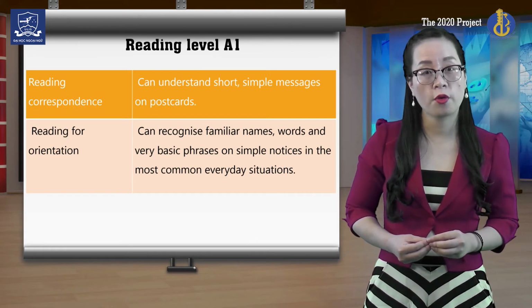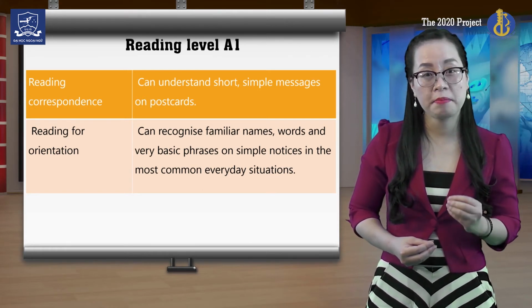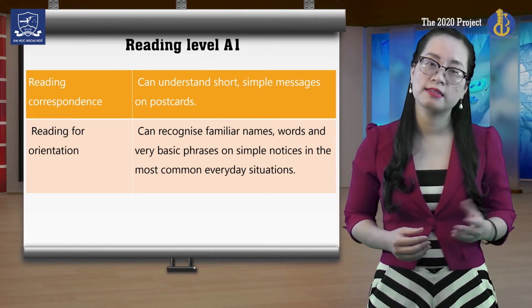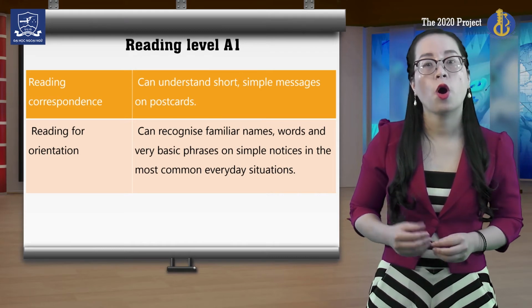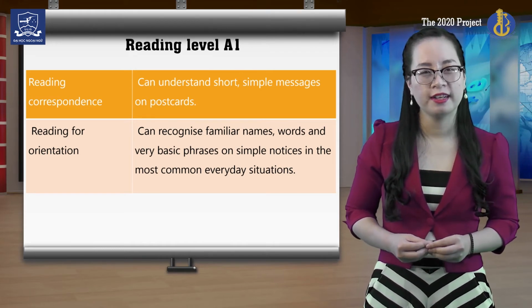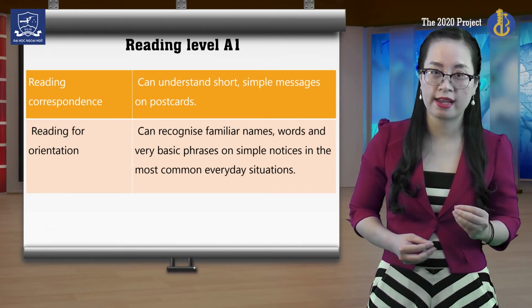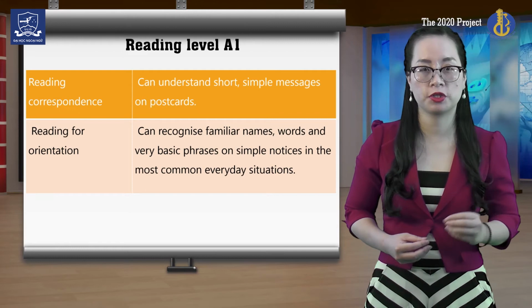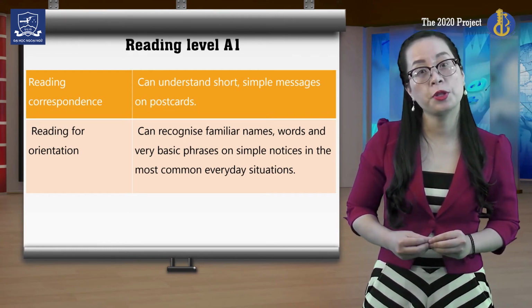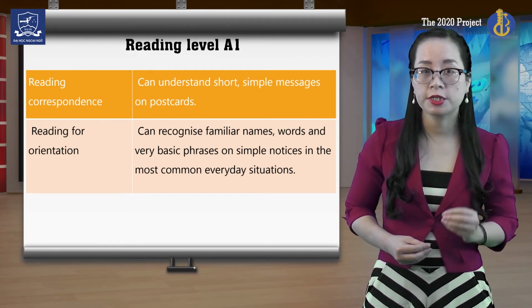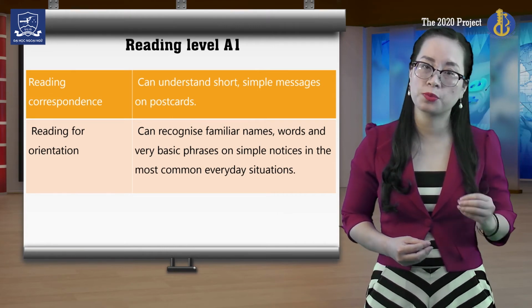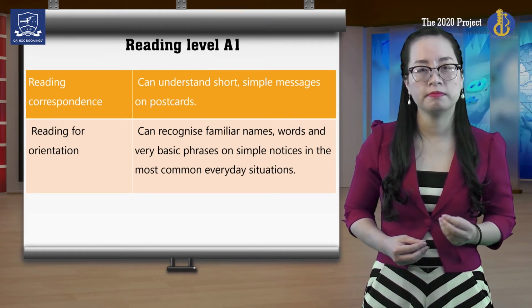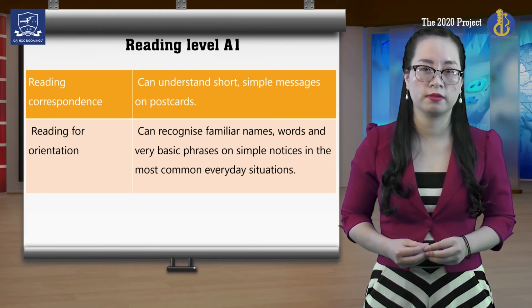In terms of reading for orientation, they're able to understand basic phrases or simple notices about the things around them, such as shopping, school, or family. For example, the notices can be as simple as keep this door closed, no smoking, or safe to drink. Apart from the notices and signs, an A1 student can understand simple forms as well as give basic personal details like name, address, date of birth.